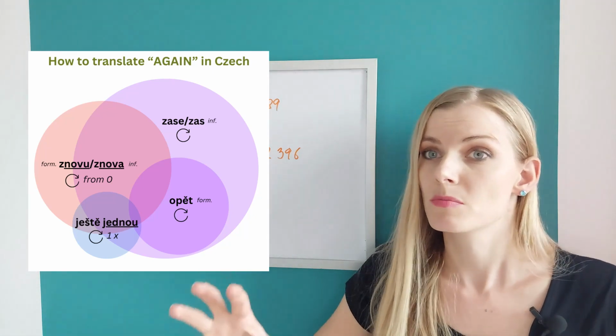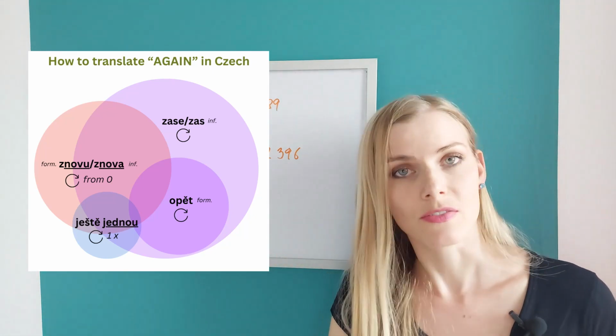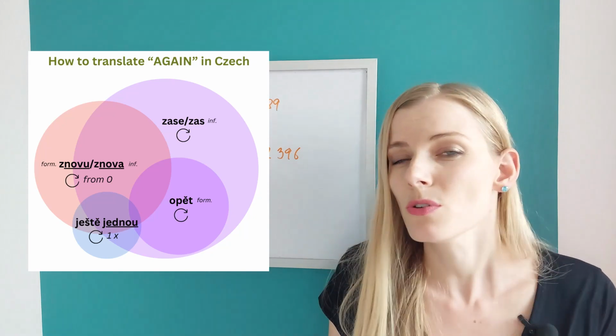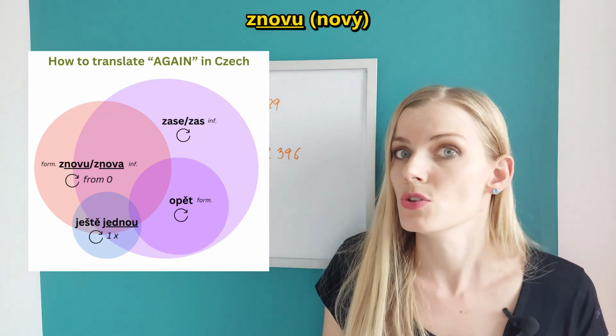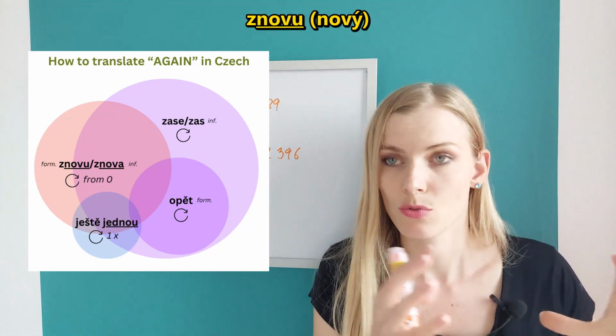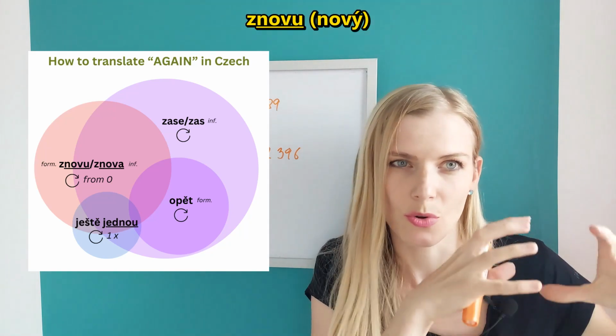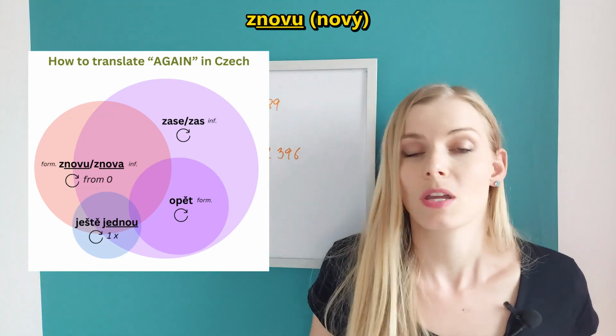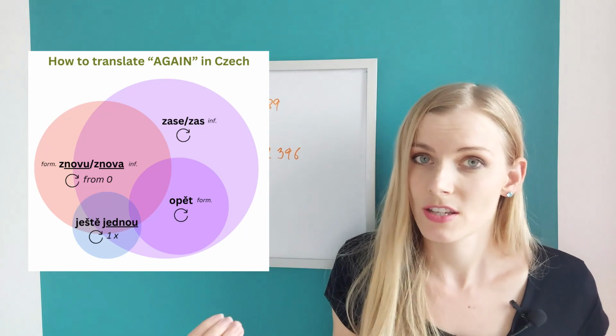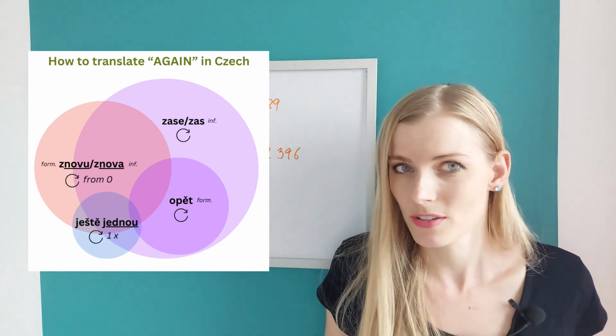Ještě jednou because it means it's done specifically one more time. And znovu because it comes from the word nový, which means new. So inside this word znovu, znova, there is a hidden word nový, new. You are starting something from zero, which doesn't work in every context. Just like ještě jednou doesn't work with every context.